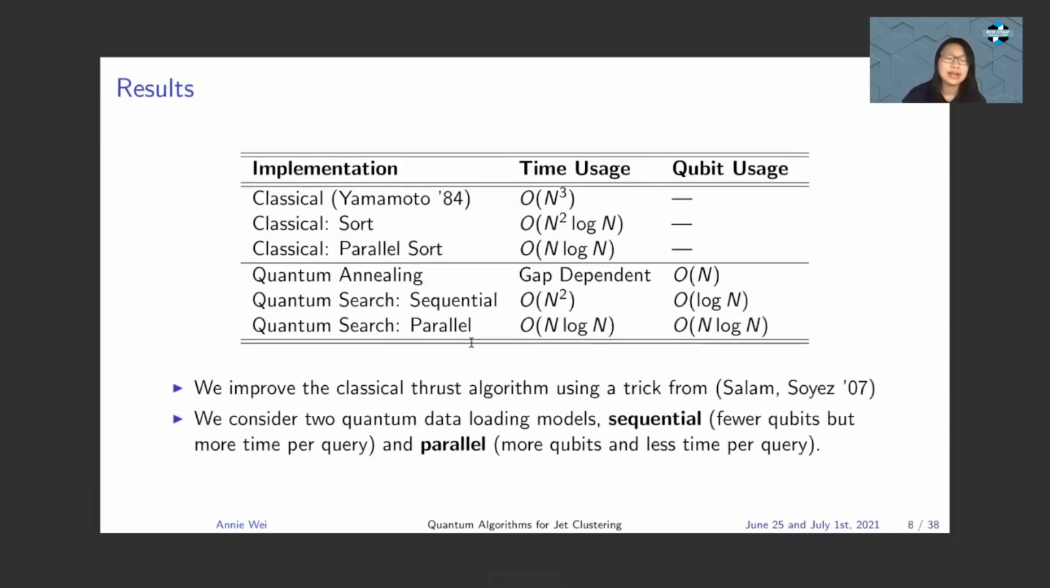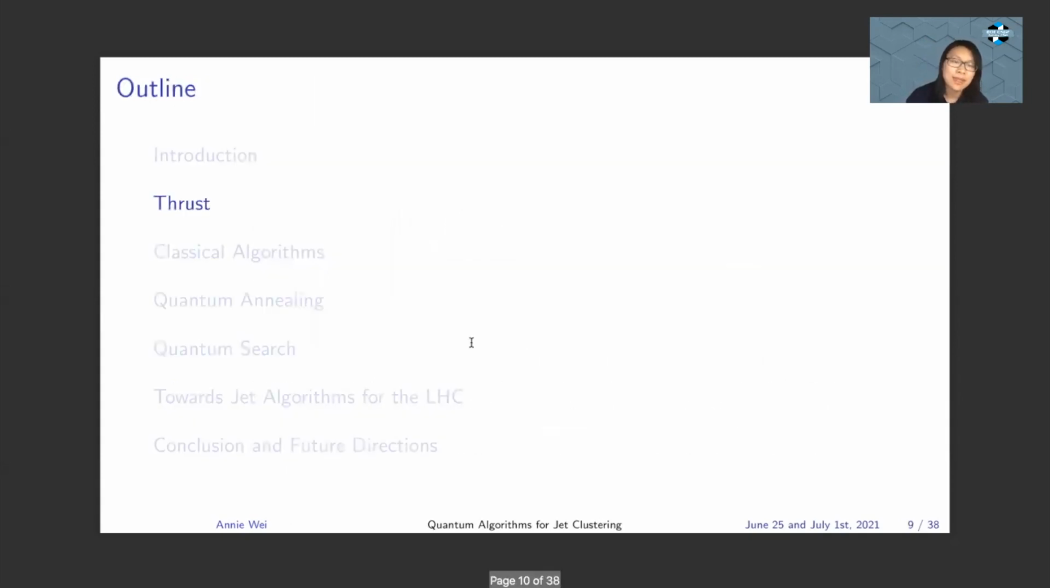But the results that we get are, first of all, we do end up improving the classical thrust algorithm using a trick. And we also consider two quantum data loading models, a sequential one that requires fewer qubits, but more time, and a parallel one that requires more qubits, but is faster.